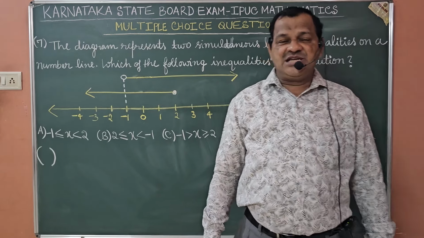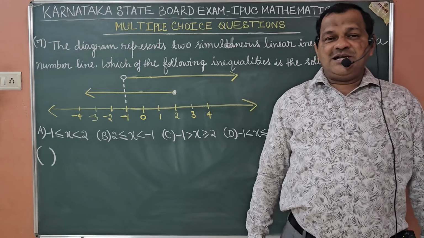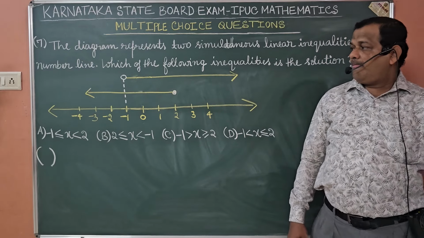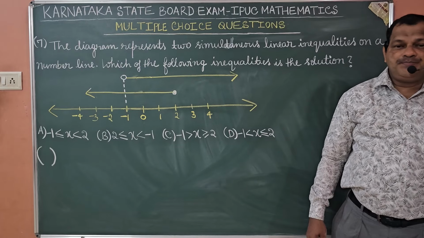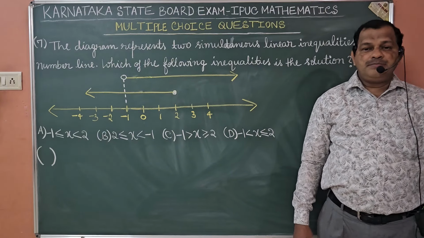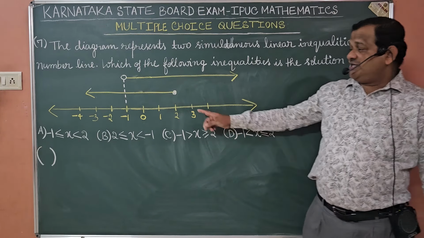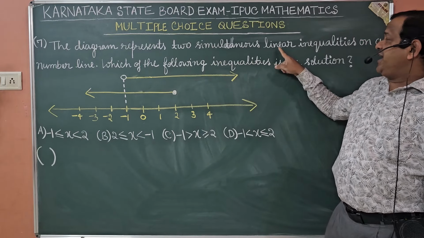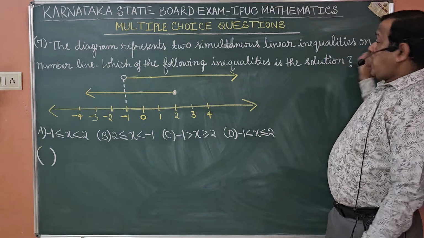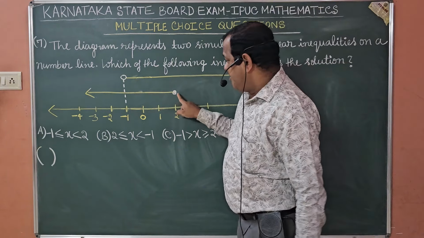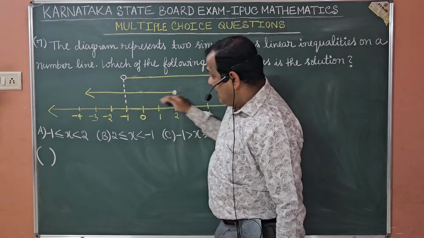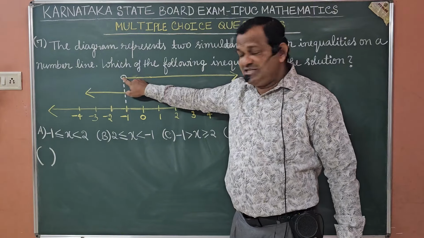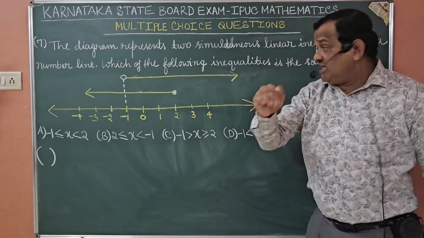Students, here is the 7th MCQ from the Linear Inequalities chapter. Let me pause for a while. Kindly go through the question. In the question itself, they have given a diagram, and the diagram represents two simultaneous linear inequalities on a number line. Say this is one, from here till here going to the left. That is one linear inequality. Another one is from here, bubble. Can you see this? And going to the right. That is another linear inequality.